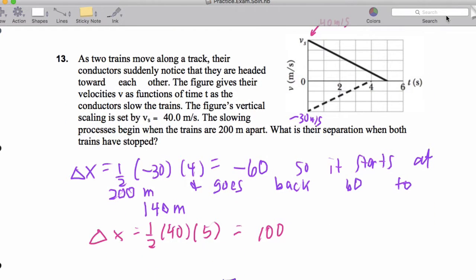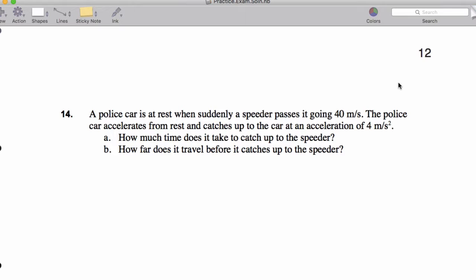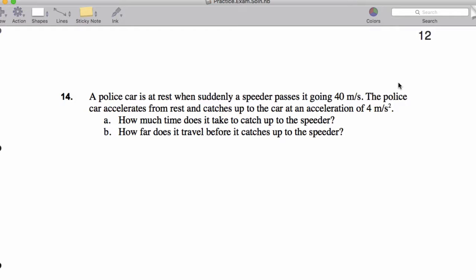All right, last question. A police car is at rest when suddenly a speeder passes it going 40 meters per second. The police car accelerates from rest and catches up to the car at an acceleration of 4 meters per second squared. Oh my gosh.